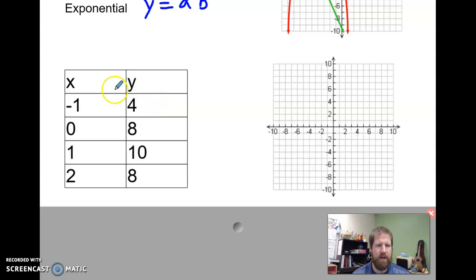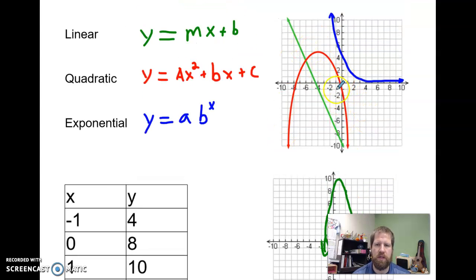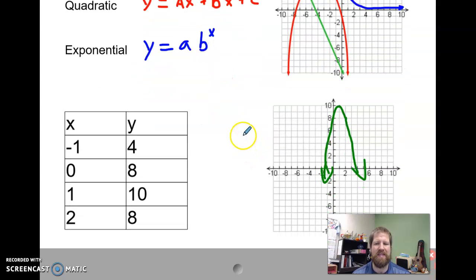We've got our table, x and y: -1, 4, and 0, 8, 1, 10, and then back down to 2, 8, and we can see we've got our curve. It's going to make kind of a 90-degree bend. It's probably going to come down on this side as well and go something like that. And we can see that this is going to most closely resemble a quadratic equation. So that would be my best model for this data set. Okay, that's straightforward.